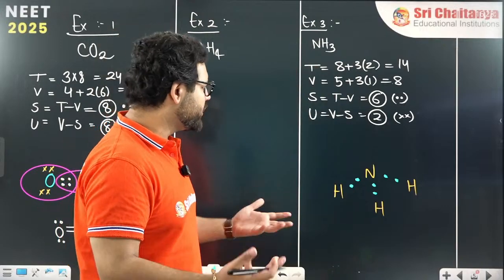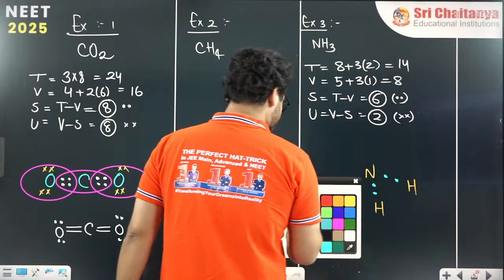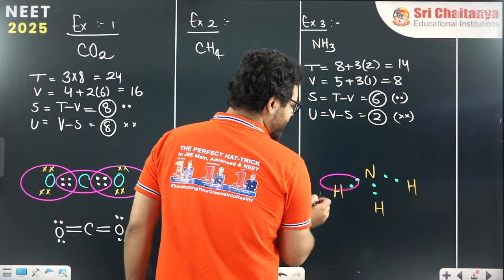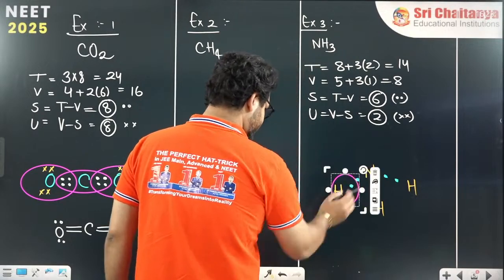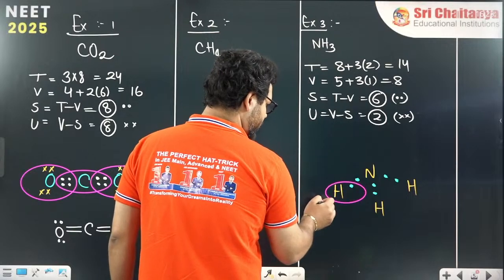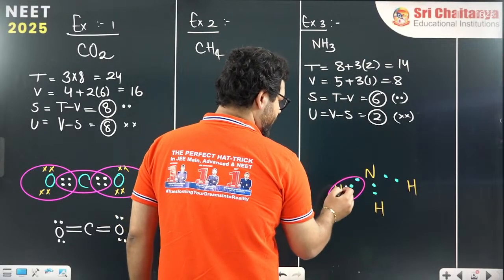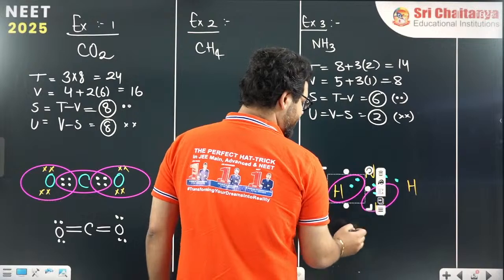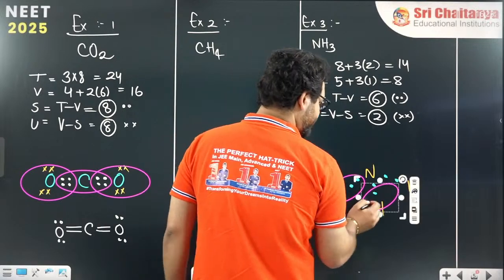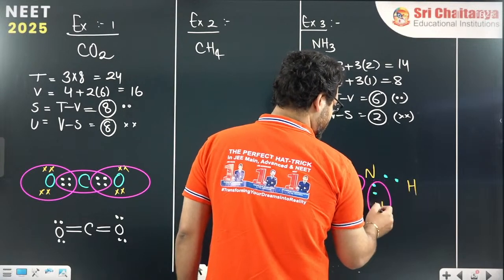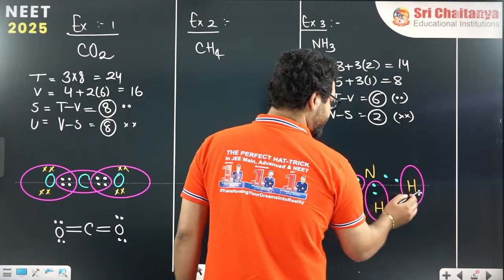I am asking who is happy. Hydrogen says we are happy. Hydrogen says I don't need anything else, my octet is complete only. I am happy. This hydrogen says I am also happy. This hydrogen says I am also happy.